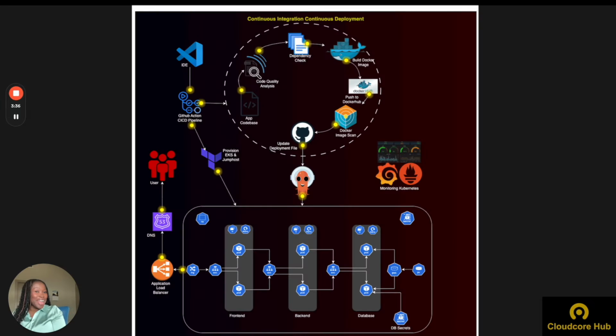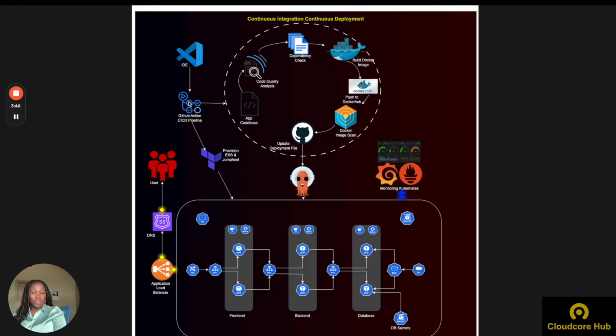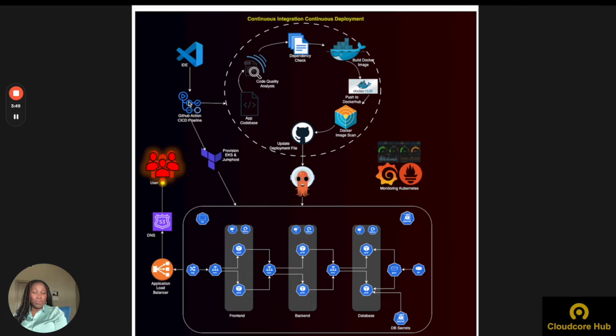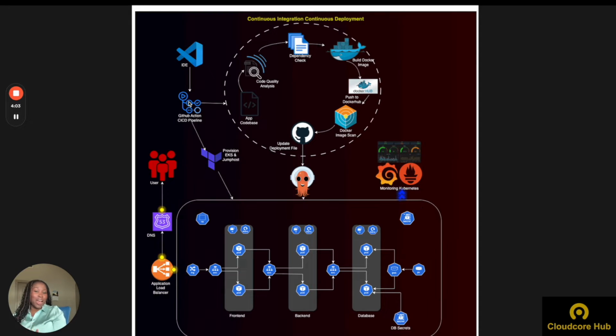So this is the architecture of our deployment. First we'll be starting with building the application in your favorite IDE on your local machine, then push this to your GitHub Actions. So with your code, you're going to be writing two pipelines. One will be to deploy your application, and the second pipeline will be to provision a Jumphost that we'll be using to manage our Kubernetes cluster, or our infrastructure.